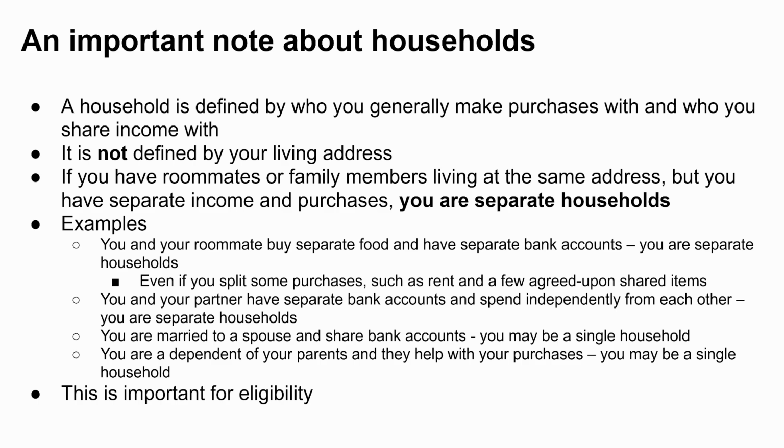And this is important for eligibility, as I stated, because they will be asking you questions on the application about what's your household income, members of your household. So don't include your roommates if you don't have shared items, and don't necessarily even include your family members if you're not having shared purchases and you don't have a shared income or shared bank account. You may not be in the same household as your family members, and in fact, that's pretty common.